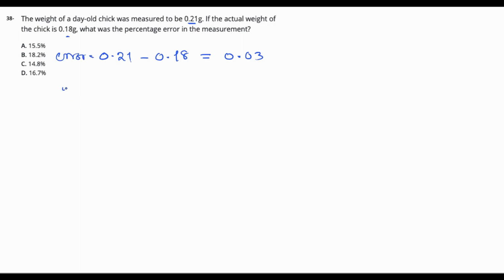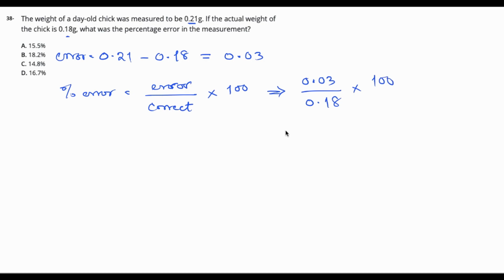Now to find the percentage error, that's going to be equal to the error over the correct measurement multiplied by 100. So the error here is 0.03, and we're told that the correct measurement is 0.18, multiplied by 100. And this is equal to 0.1667 times 100. So our percentage error is 16.67% or 16.7%. So our correct answer here is D.